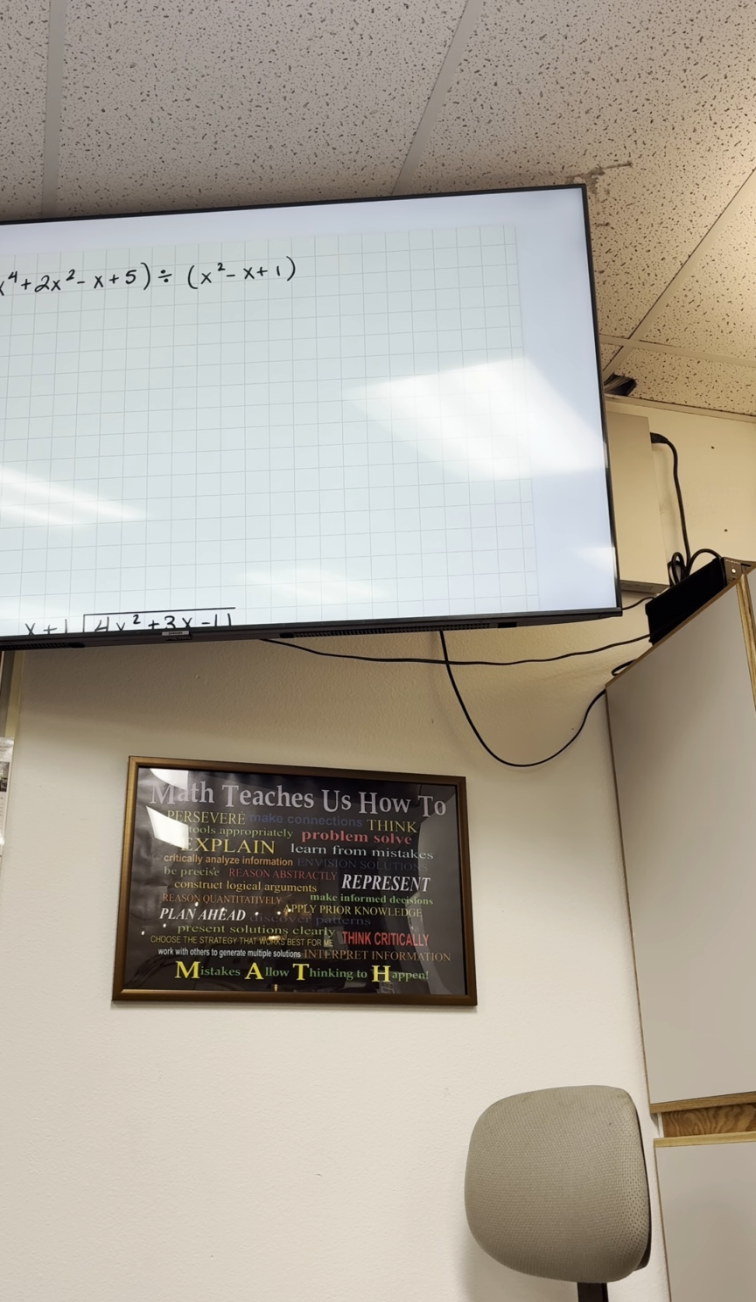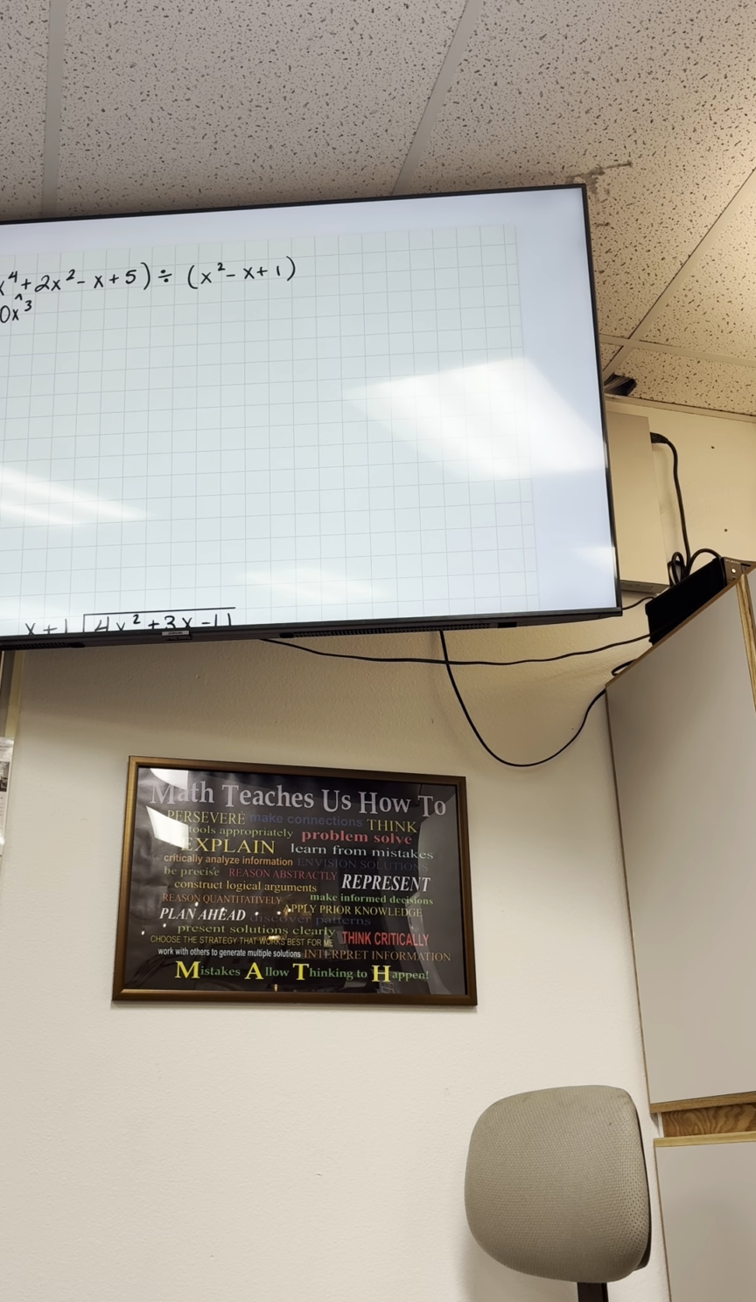Remember the first step. Look at both your dividend and your divisor to see, do these things descend perfectly by degree? Do we see that we are missing any degreed term in either the dividend or divisor? Yeah, the dividend, we need the power of 3 on the first one. So we need to insert here a 0x cubed.